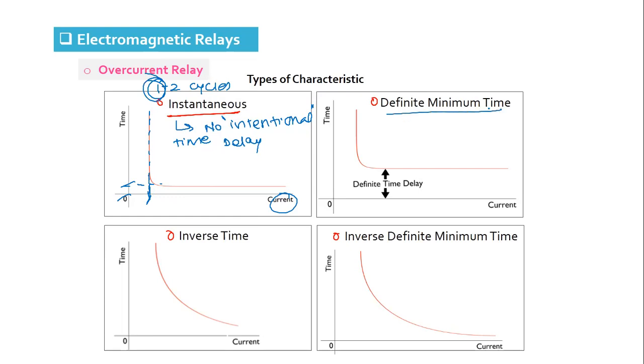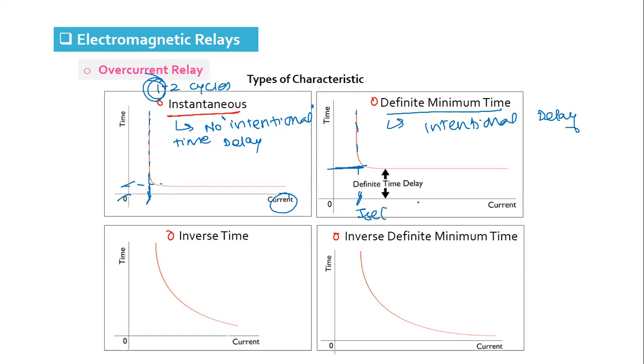Second is the definite time relay. These are the characteristics. Understand? In the definite time relay also, the relay will operate once the current is more than the set value, but it has some specific time delay provided. Intentional delays are provided.